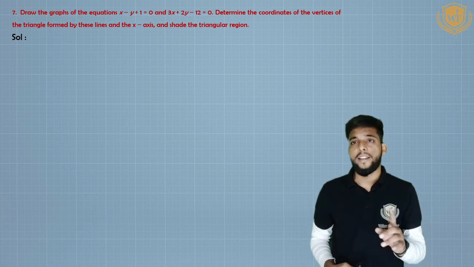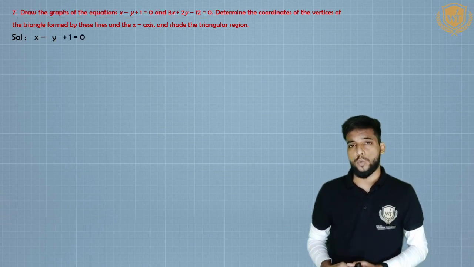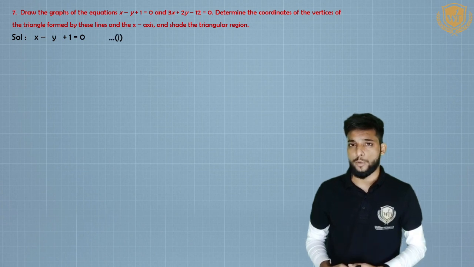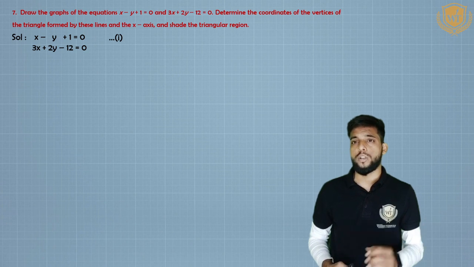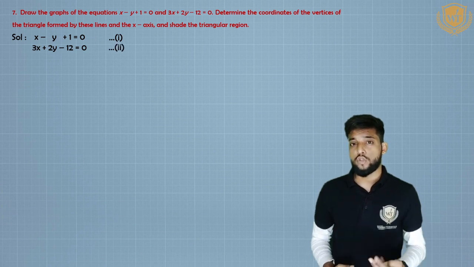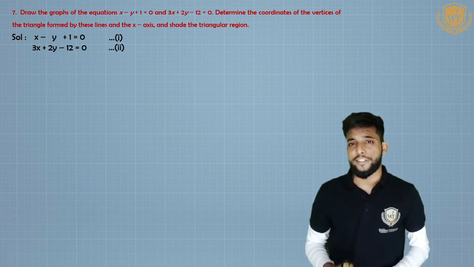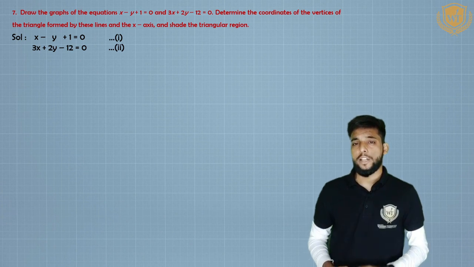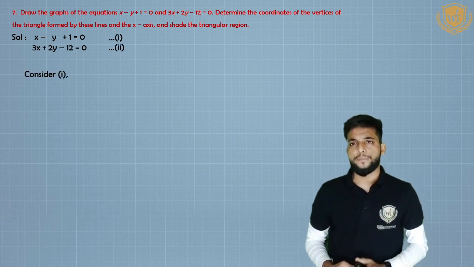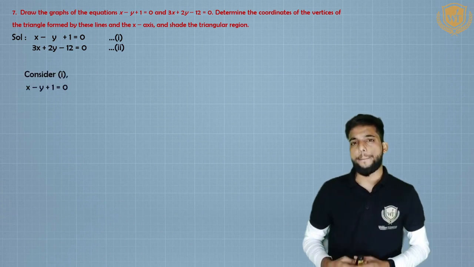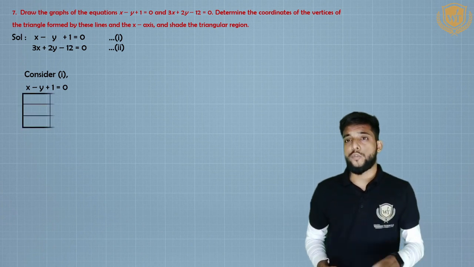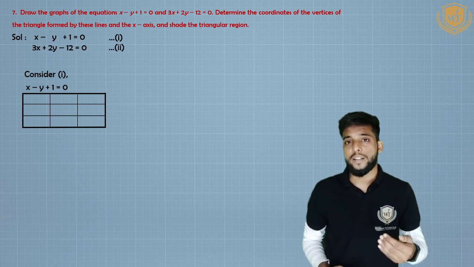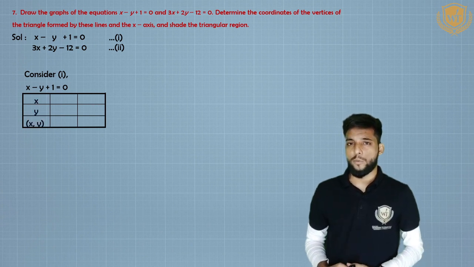Step number 1: x minus y plus 1 equals 0 is equation number 1, and 3x plus 2y minus 12 equals 0 is our equation number 2. Now step number 2, students, consider any one equation. So let us consider the first equation, x minus y plus 1 equals 0. Now students, let us form the table, x, y, and x, y.